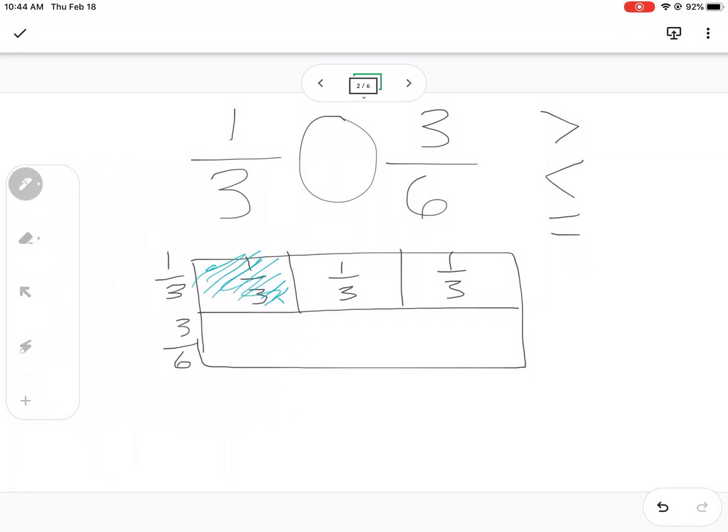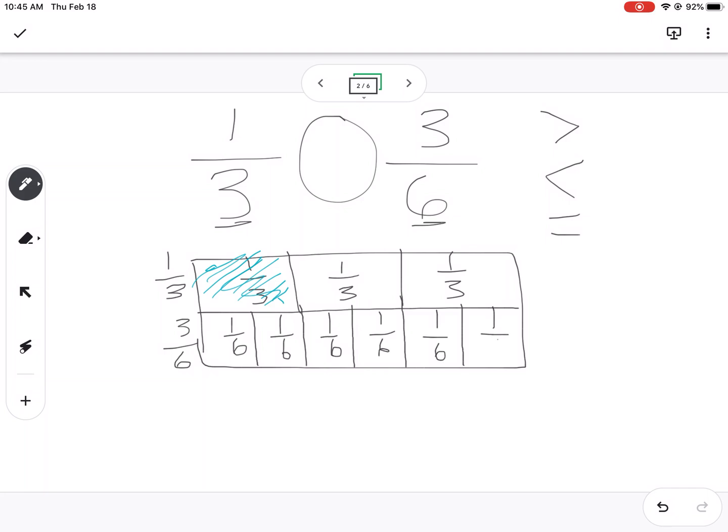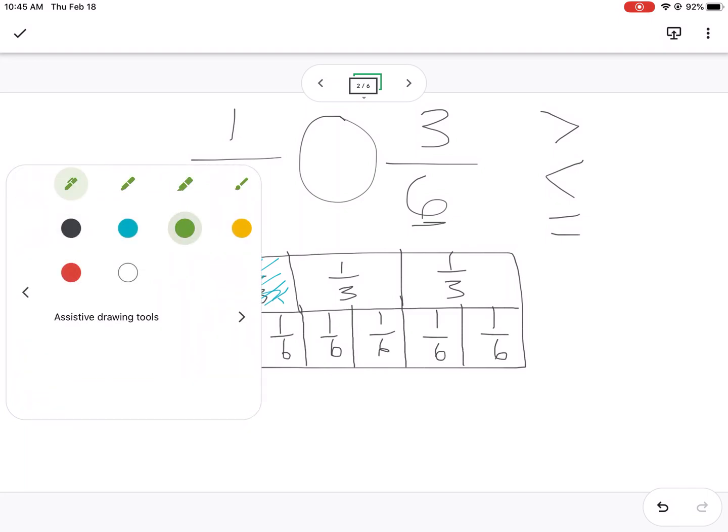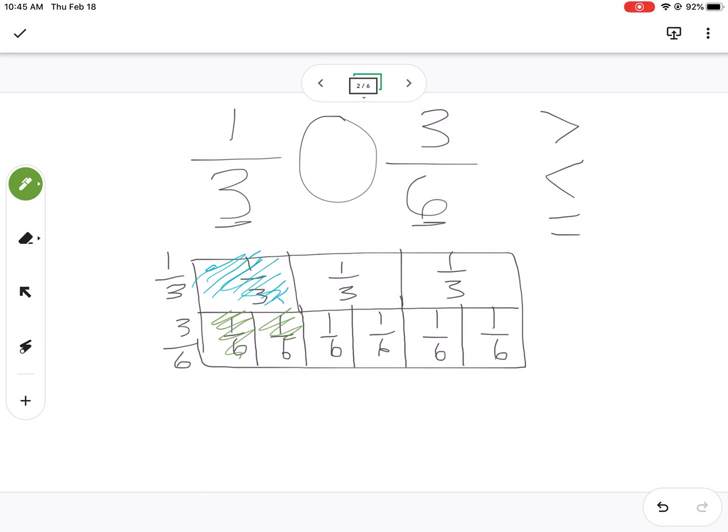And then I need to make 3/6. So again, thirds and sixths are friends. What I'm going to do is just make thirds again, bring down my lines, and then each third I'm going to cut in half. And I'm doubling it. So instead of one piece, now it's two pieces, and each piece is 1/6. And I need to shade in three of them. 1, 2, 3.